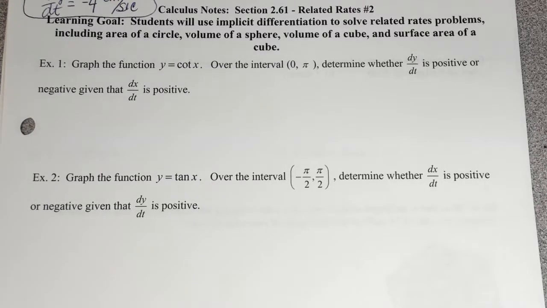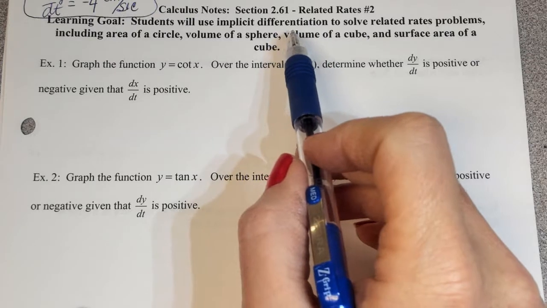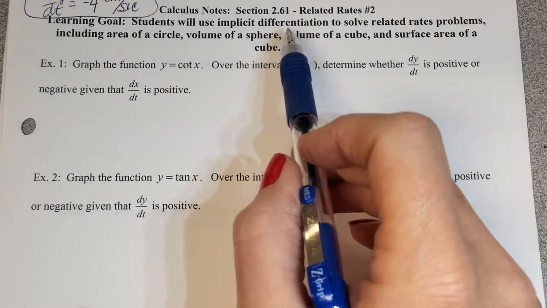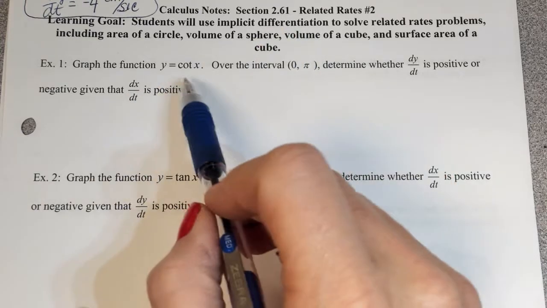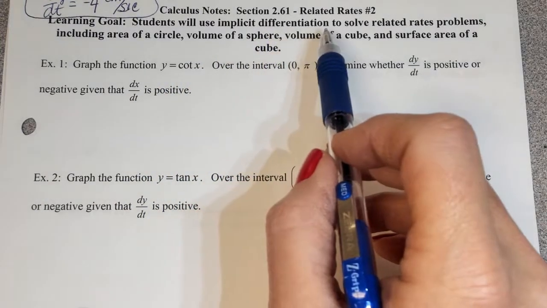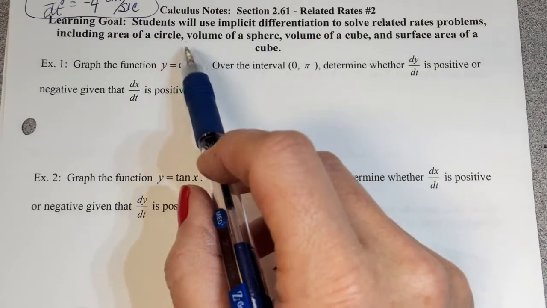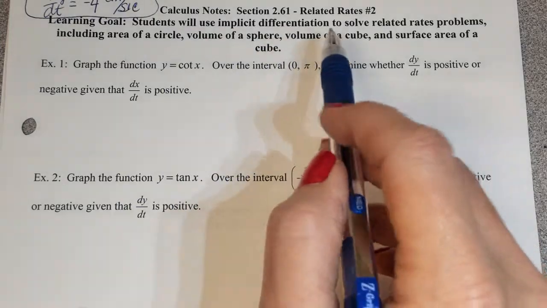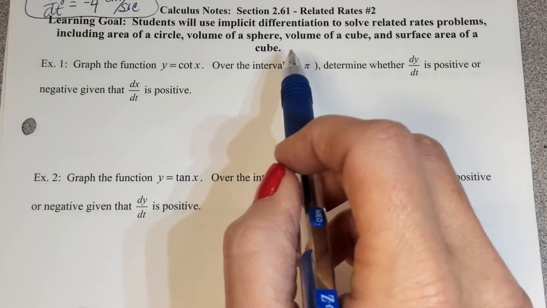Alright guys, so we're looking at our second part of related rates. This is going to have more application to it than the other ones. One thing we're going to be looking at is using implicit differentiation. That's where we're taking the derivative with respect to x or with respect to t without solving for y equals in some cases. So we're going to use that implicit differentiation to solve related rates problems. We're going to be looking at circles, spheres, cubes, volumes of cubes, as well as surface area of cubes.